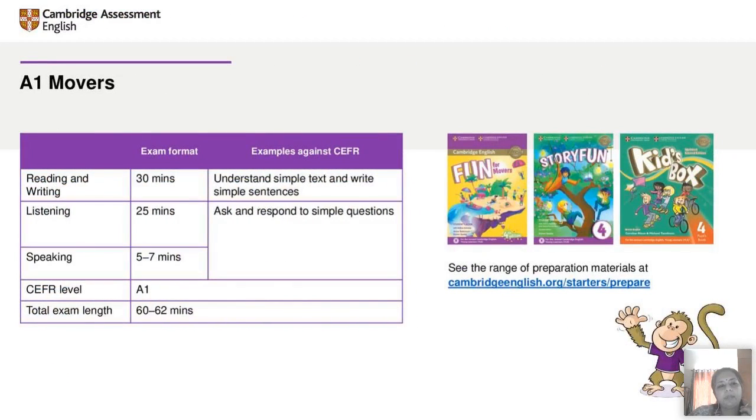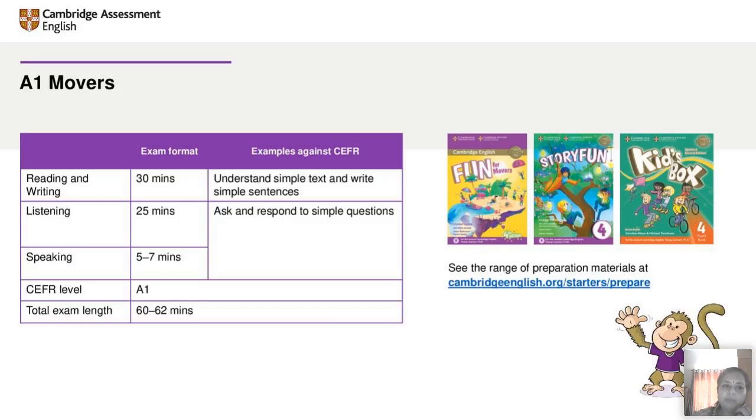So once the pre-A1 levels are over, the child has been assessed at that level. Obviously, we are looking at progression. As I mentioned, Cambridge English qualifications are about progression. It is not about taking a certificate and keeping it in my resume folder. It's about progression, how you are able to benchmark yourself and move on to the next step.